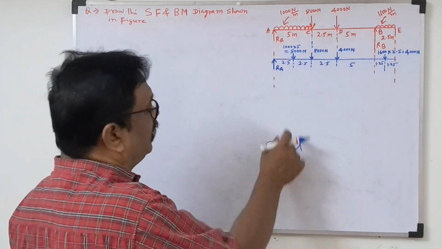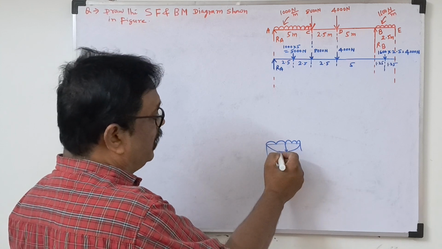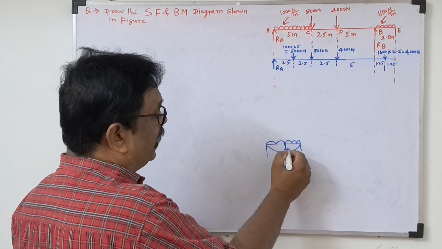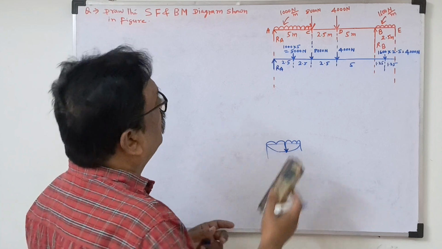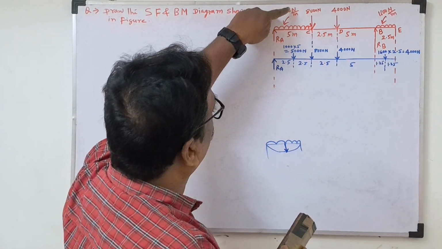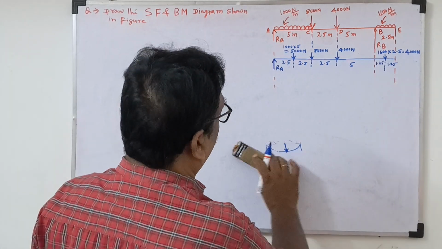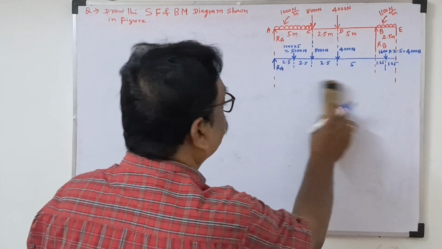Why did we take the middle? Because the UDL is a uniformly distributed load, the maximum deflection will be in the middle, so this load will act at the middle point. The UDL load of Newton per meter into 5 meter, the meter gets cancelled, so 5000 Newton. So the load diagram is over.